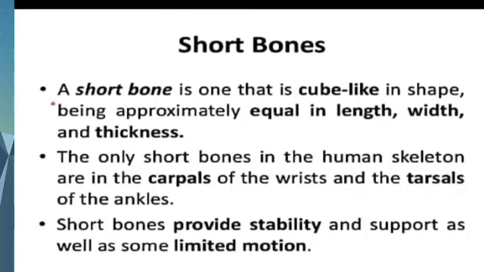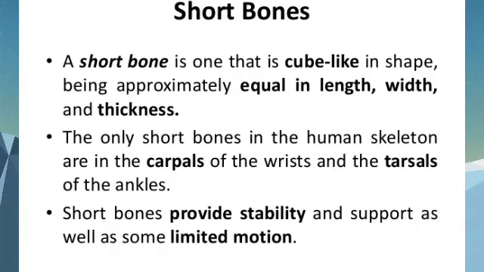A short bone is one that is cube-like in shape. Bones which are short in length are called short bones, being approximately equal in length, width and thickness. The only short bones in the human skeleton are the carpals of the wrist and the tarsals of the ankles. Short bones provide stability and support as well as some limited motion.